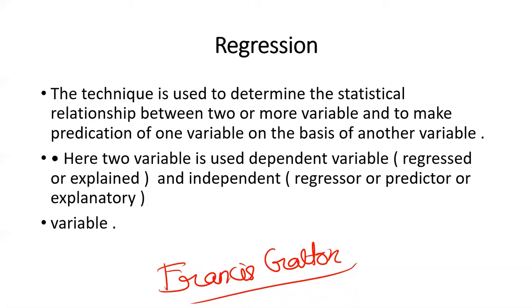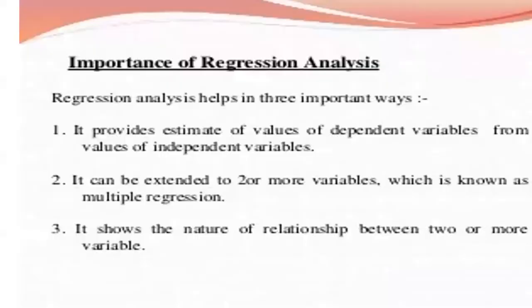Here two variables are used. The dependent variable is the regressed or explained variable, and the independent variable is the regressor, predictor, or explanatory variable. So this is the basic definition of regression. Remember this name: regression was given by Francis Galton.